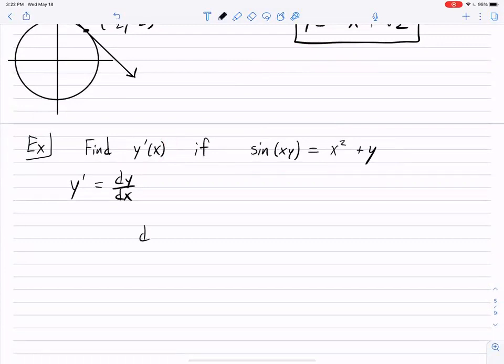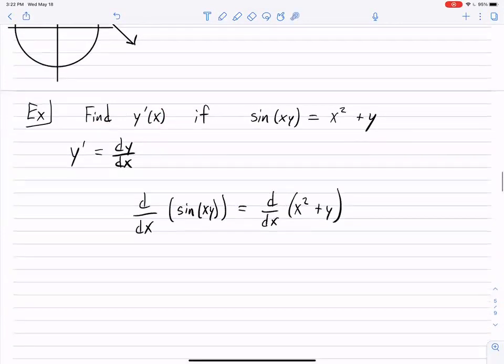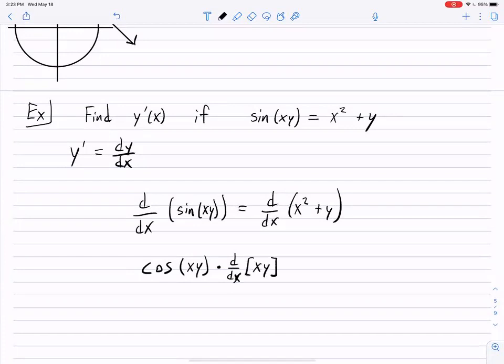And so we want to take d dx of both sides of sine of x y equals d dx of x squared plus y. This one is actually quite complicated because we have an x times a y inside of a sine. And so we have to use the chain rule. So the derivative of the outside function, evaluated at the inside function, and then times the derivative of the inside function, d dx of x times y, right?